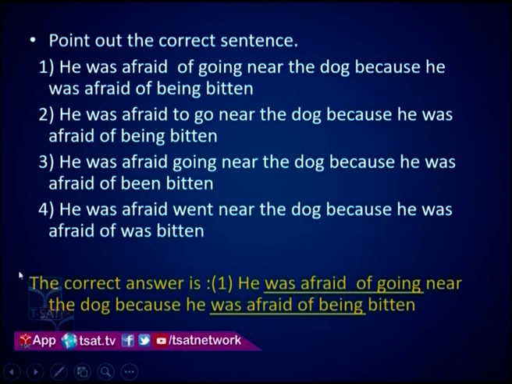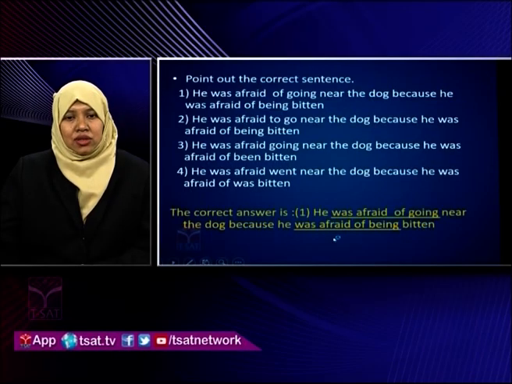If you look at the sentence structure, the correct form is: he was afraid of going near the dog because he was afraid of being bitten. In the first part of the sentence, "was afraid of going" is past continuous. In the next part, "he was afraid of being bitten", bitten is in V3 form. So "being bitten" is past perfect.